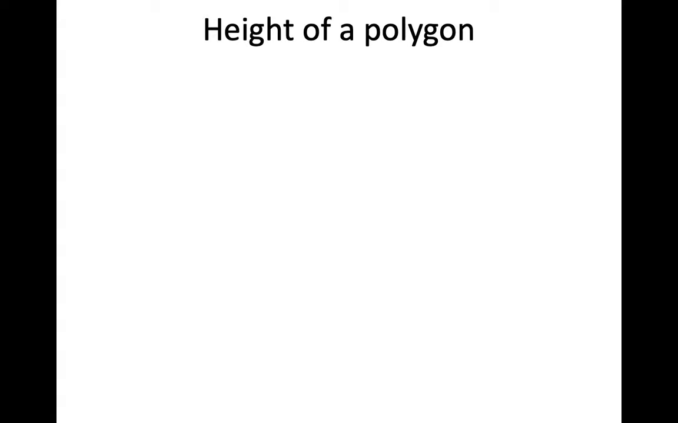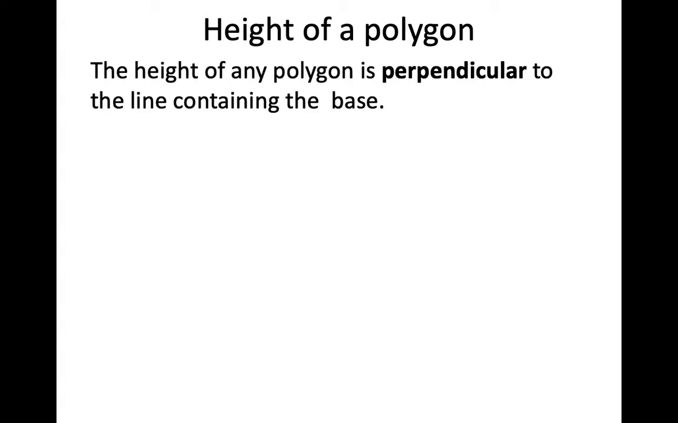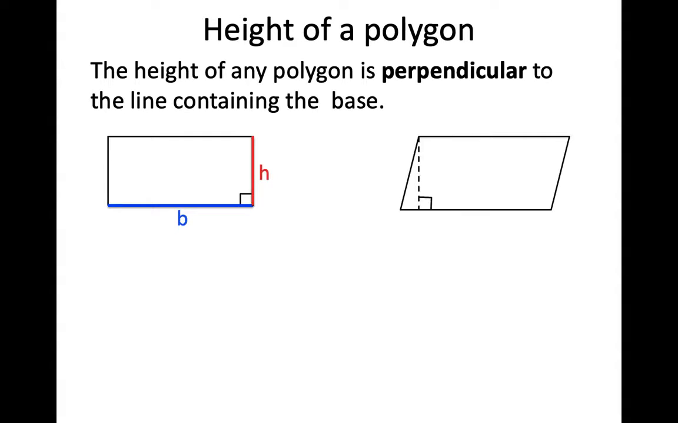And let's talk about the height for a second. The height of any polygon is perpendicular to the line containing the base. So for example, in this rectangle there's my base and it is perpendicular to this red line here, so that red line there is my height. Here is a parallelogram, and again this blue line is my base and it's perpendicular to this red line, so that red line is my height.